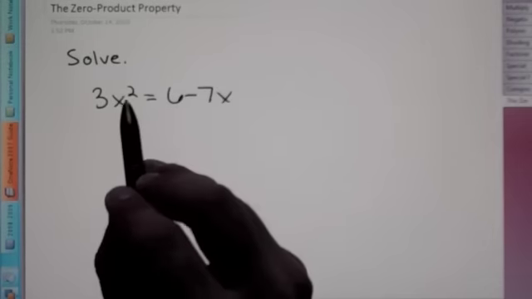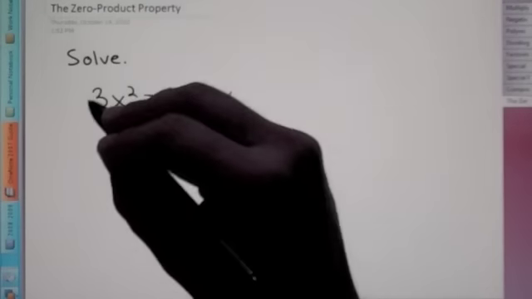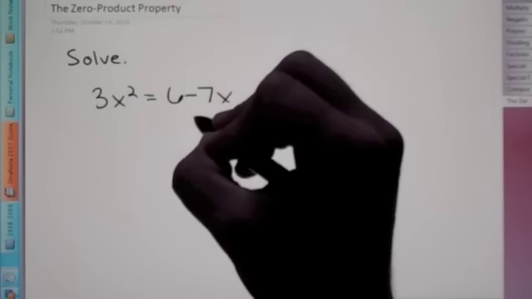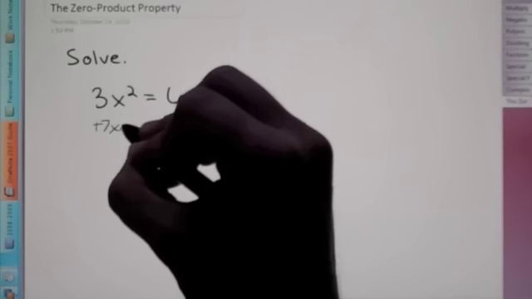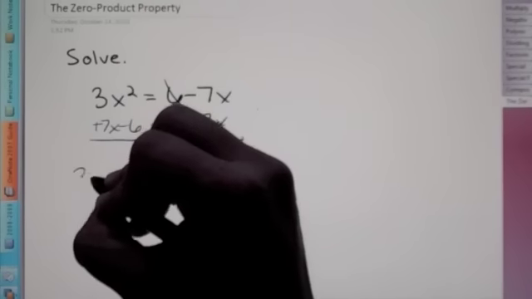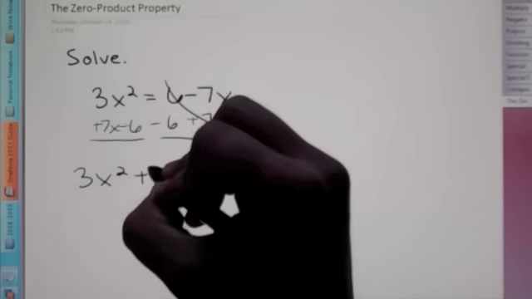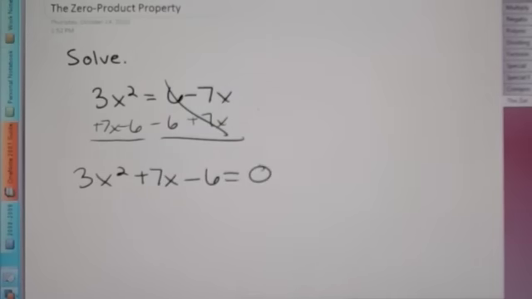So, when we have an x squared, x to the first, and no constant on the other side, we want to get everything on one side of the equal sign so we can factor. So I'm going to move everything to where the positive x squared is. I'm going to add the 7x and subtract the 6 to knock that out. So I'm left with 3x squared plus 7x minus 6 is equal to 0.